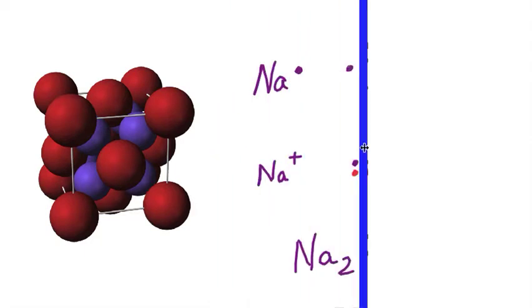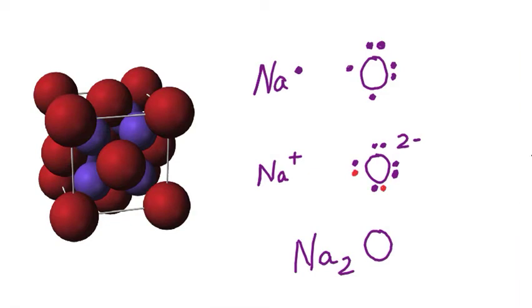What I see is a few purple in the middle, but they're surrounded by all these red. And if you count them up, you'll see there are twice as many red as purple. So it makes the crystal look a little different. Well, this is sodium oxide.